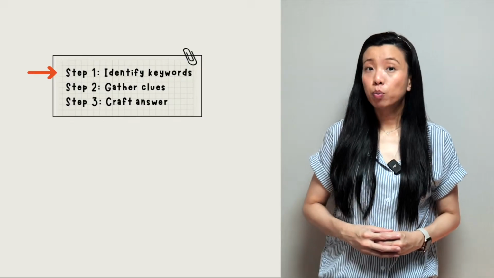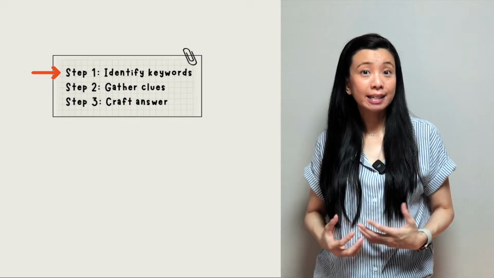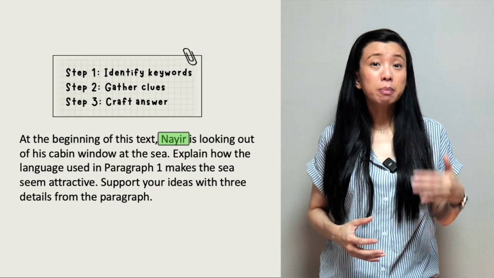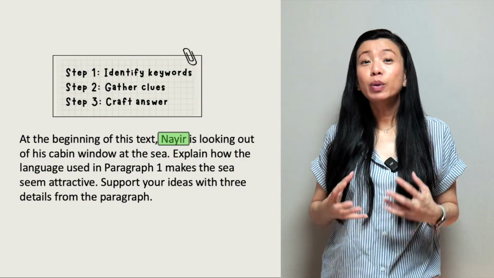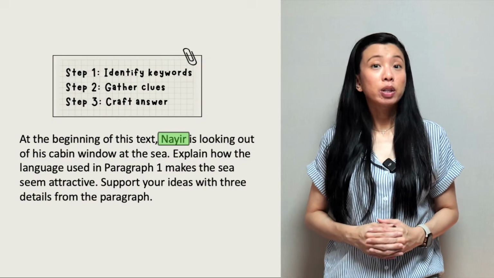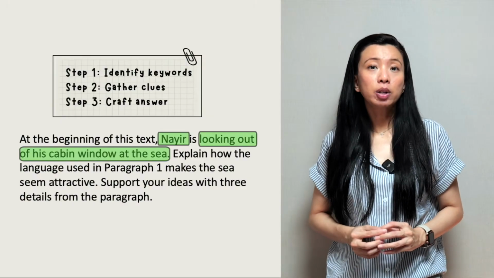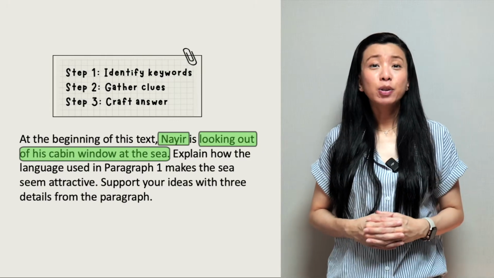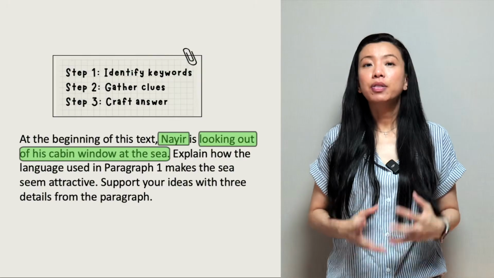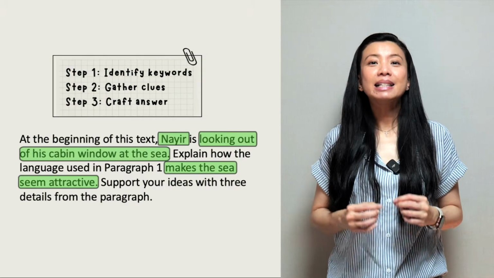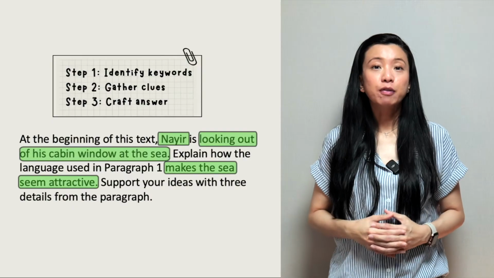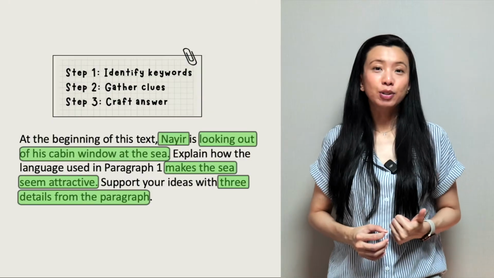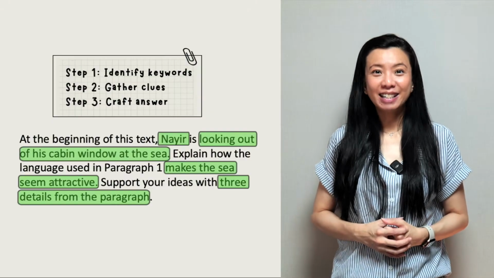Okay, so we're going to start off with step 1, which is to identify the keywords or ideas from the question. The first thing I'm going to highlight is Nair, because in some texts there might be more than one character, and so I need to know which character to focus on. The second thing I'm going to highlight is looking out of his cabin window at the sea. Why I'm highlighting this is because it gives me a bit of the context so that I know where to pick out my answer from. The third thing I'm going to highlight is makes the sea seem attractive. And finally, 3 details from the paragraph, because I need to know how many details to give and also which paragraph to get the details from.